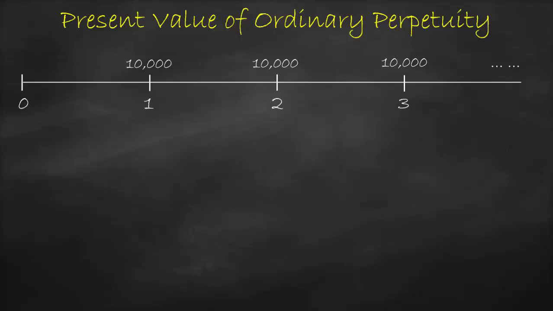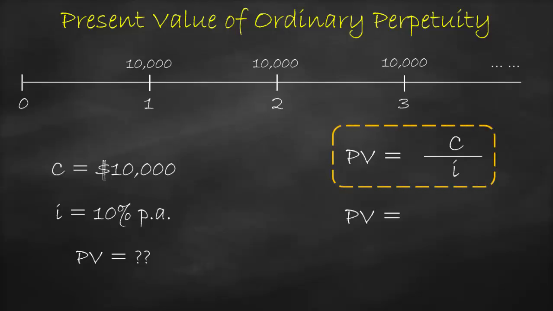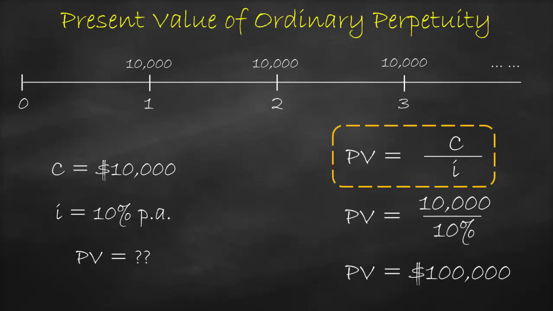This amount will generate an interest or a return equivalent to 10,000. So if we said that our cash flow is 10,000, which will be the same amount every year, and let's assume that our effective annual interest rate is 10%, therefore what will be the present value? What will be the amount that we need to deposit now, to invest now? The formula of the present value of ordinary perpetuity is present value is equal to cash flow divided by interest rate. So I would say that here the present value is equal to 10,000 divided by 10%. This will give us $100,000.